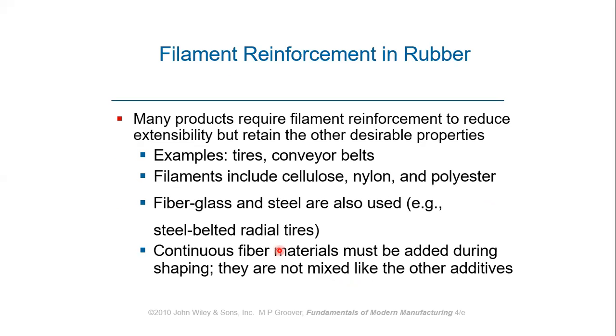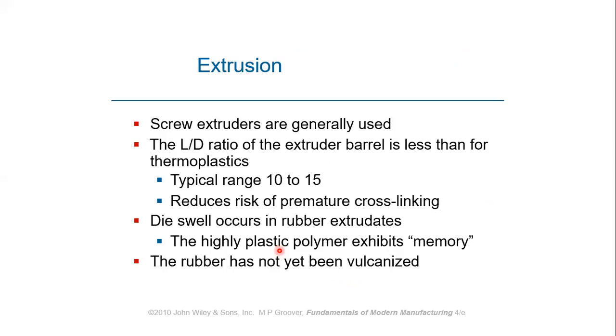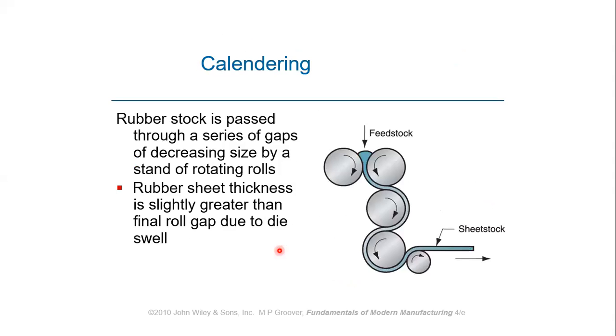And let's go back to the, okay. This is the calendering. In calendering, the rubber stock is passed through a series of decreasing gaps. This gap is wider, and then there is a smaller gap, and then a much smaller gap. Okay, that's how we do the calendering.